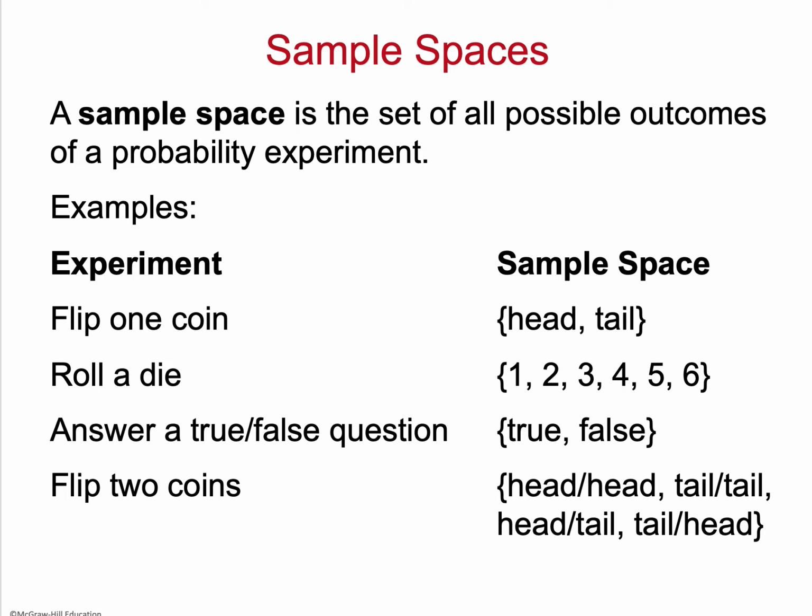A sample space is going to be what the outcomes are. So if I flip a coin, my outcomes are heads or tails. If I roll a die, my outcomes are 1, 2, 3, 4, 5, 6, assuming it's a standard die. If I'm doing a true or false question, there are two outcomes, true or false. And if I'm flipping two coins, then I have 4 possible outcomes if I'm flipping two at the same time.